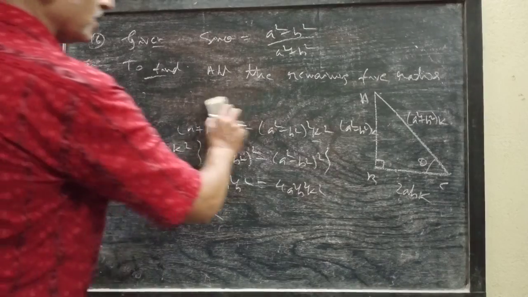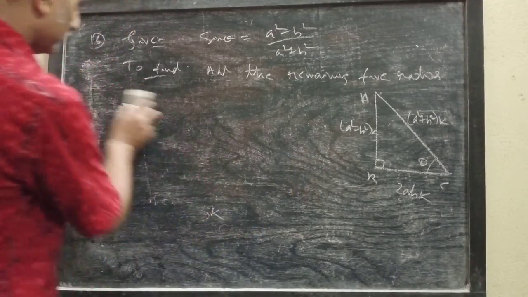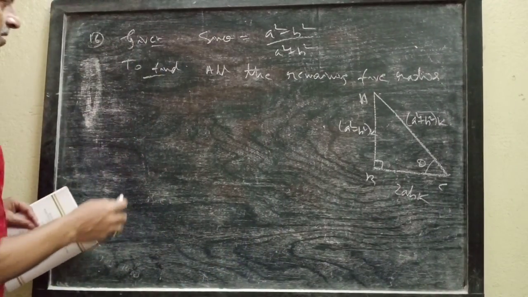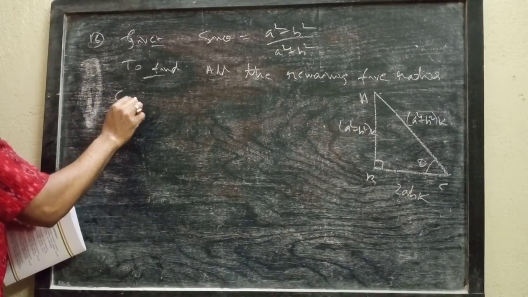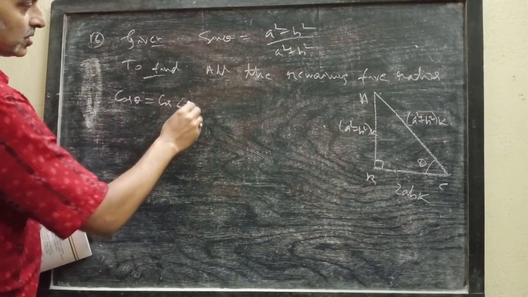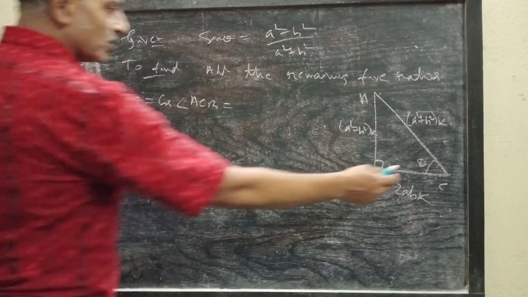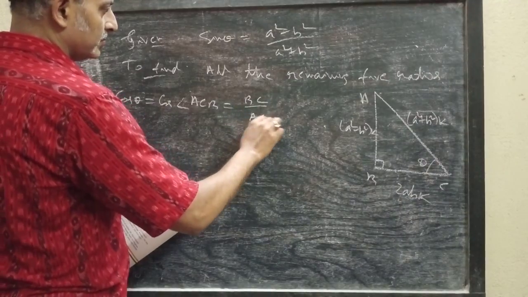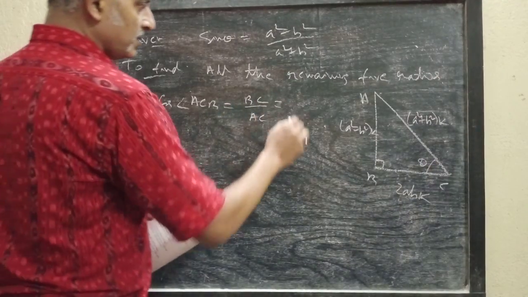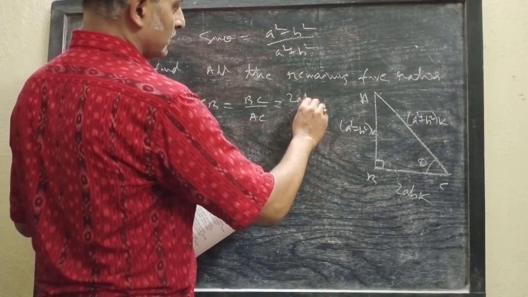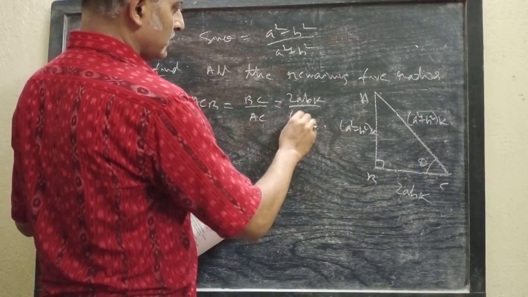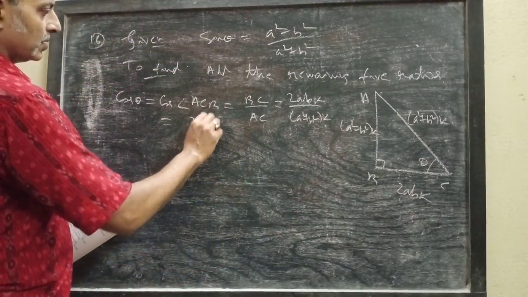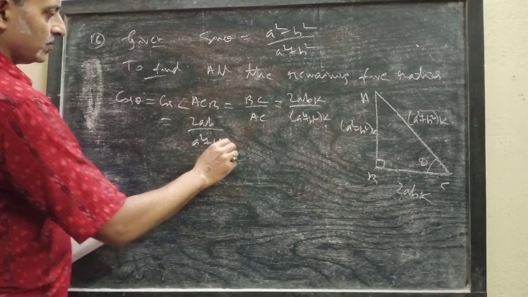Now you can find all the other ratios. Sin theta is given, so start with cos theta. Cos theta means cos of angle ACB. This will be BC by AC. BC is 2abk, AC is (a square plus b square) into k. So ultimately you get 2ab by a square plus b square.